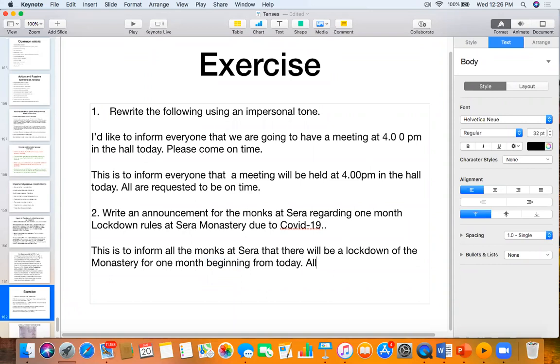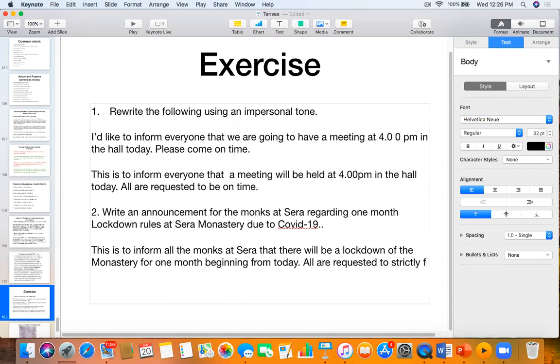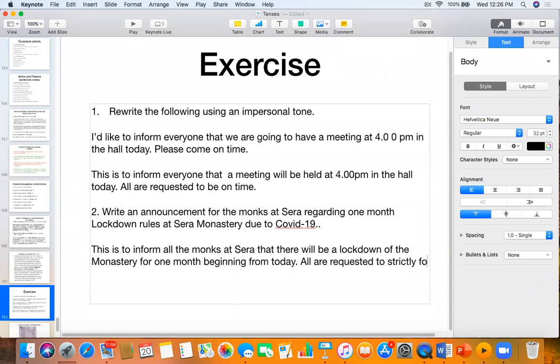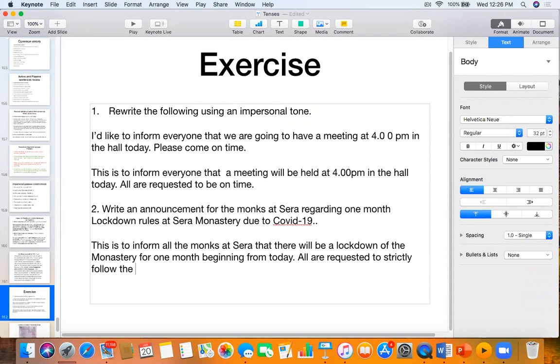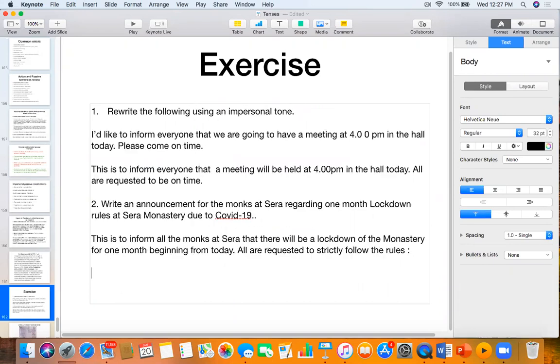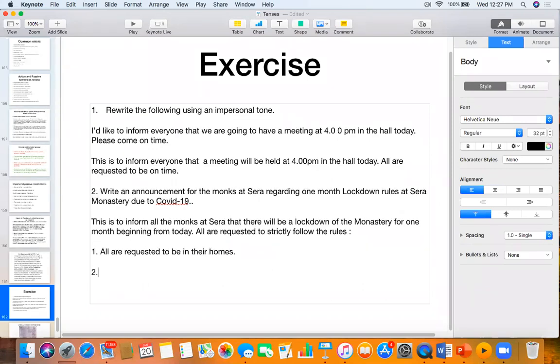And all are requested to strictly follow the rules. Let me put number 1: all are requested to stay at home, to be in their homes.